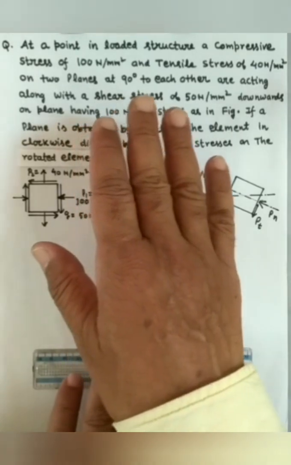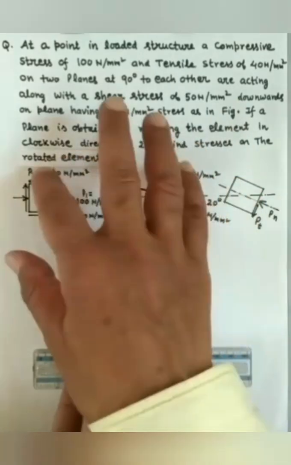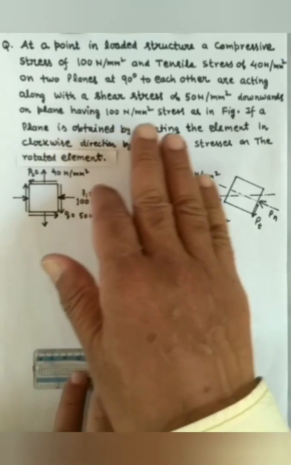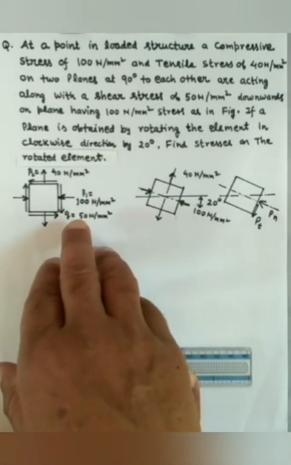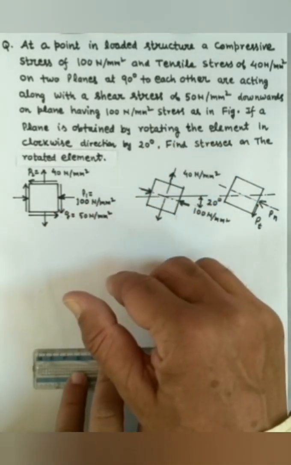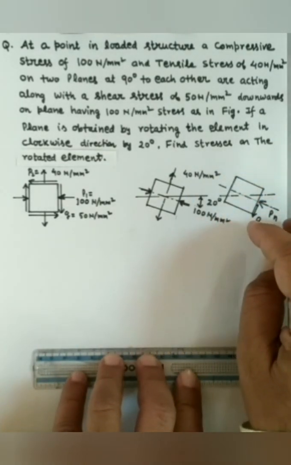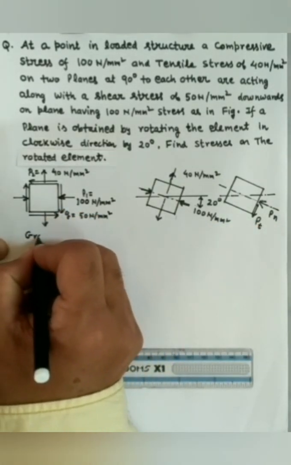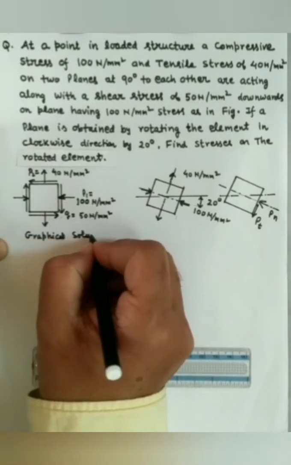At a point in a loaded structure, a compressive stress of 100 Newton per mm square and a tensile stress of 40 Newton per mm square on two planes at 90 degrees to each other are acting, along with a shear stress of 50 Newton per mm square downward on the plane having 100 Newton per mm square stress. As in the figure, the plane is obtained by rotating the element in clockwise direction by 20 degrees. Find stress on the rotated element. So let us solve this problem graphically by drawing Mohr's circle diagram.